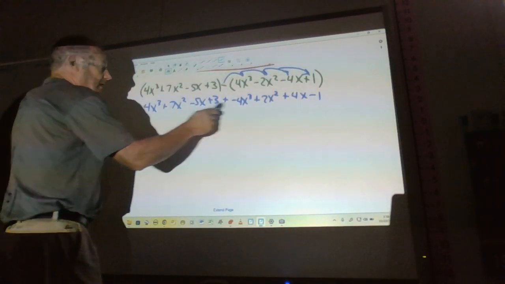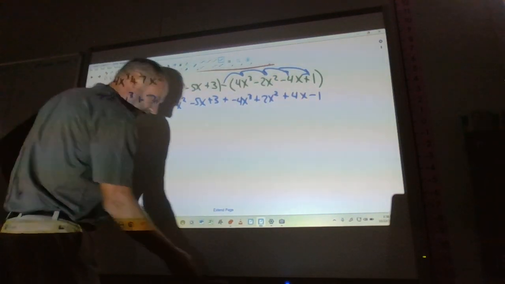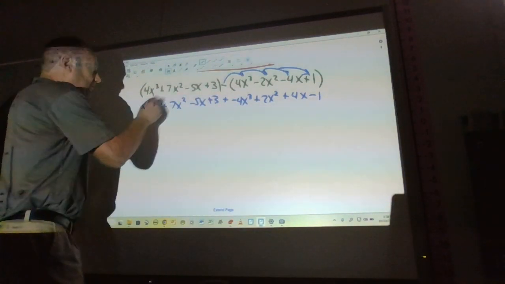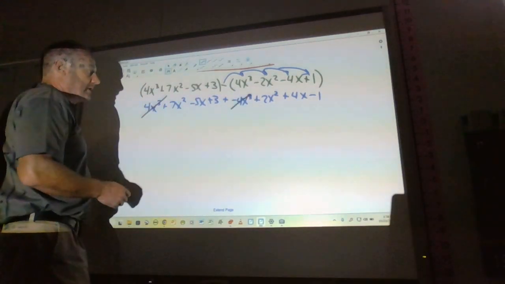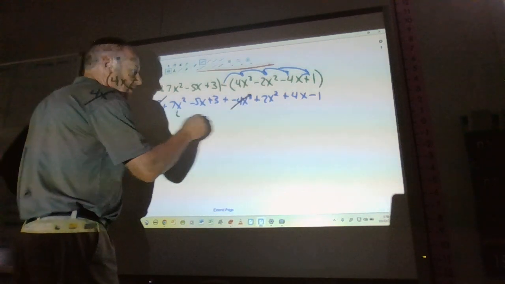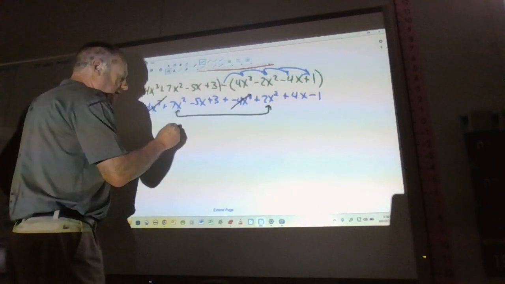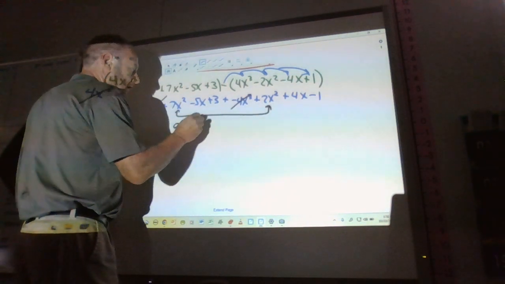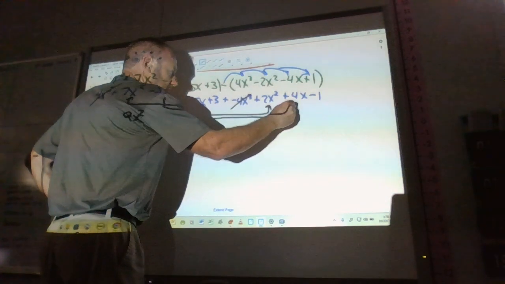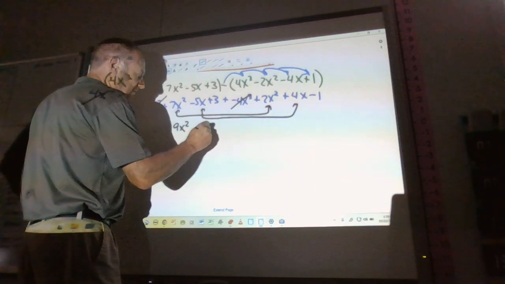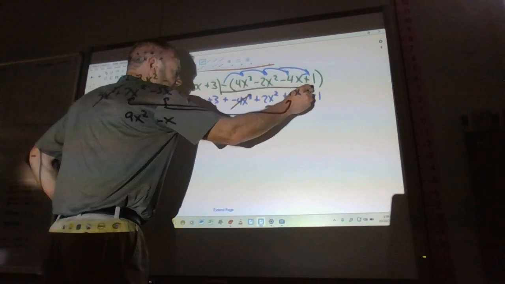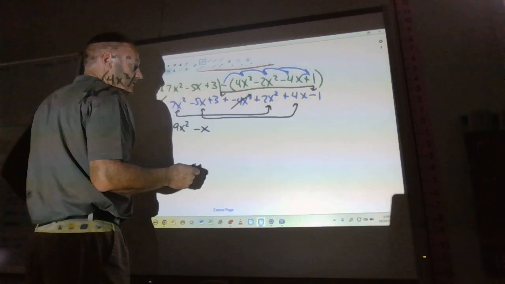Okay, and 4x cubed minus 4x cubed, those are going to cancel. So that's going to go away. And then I've got these two I can combine. I'm going to get my 9x squared. And I can combine those two. It's going to give me a negative x. And I can combine those two. And that's going to give me 2.